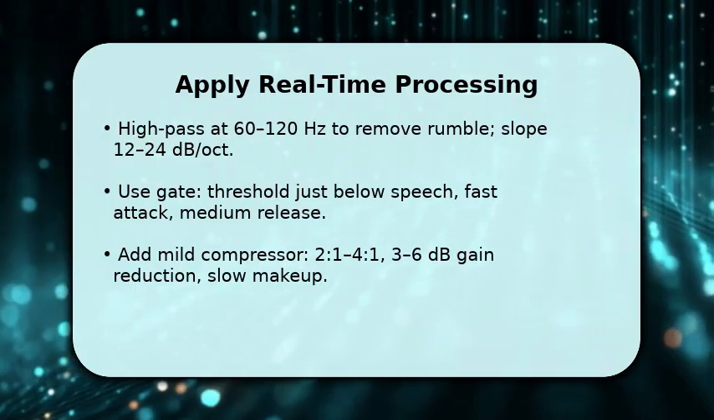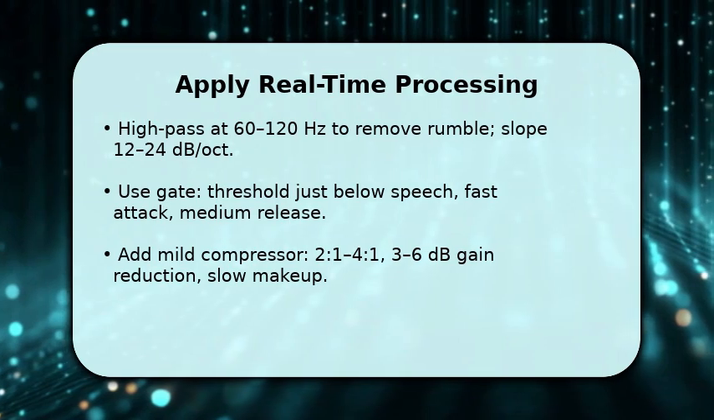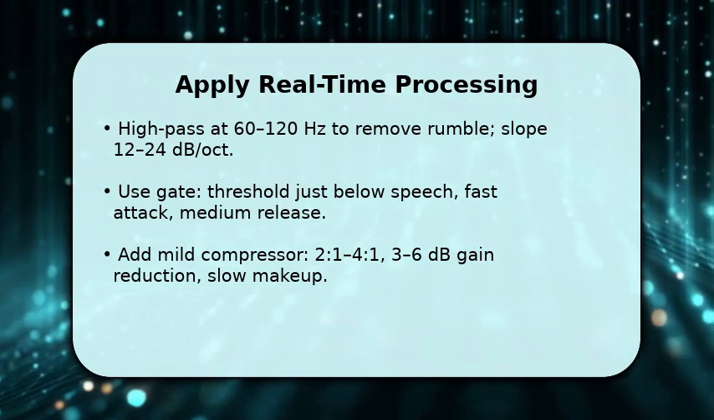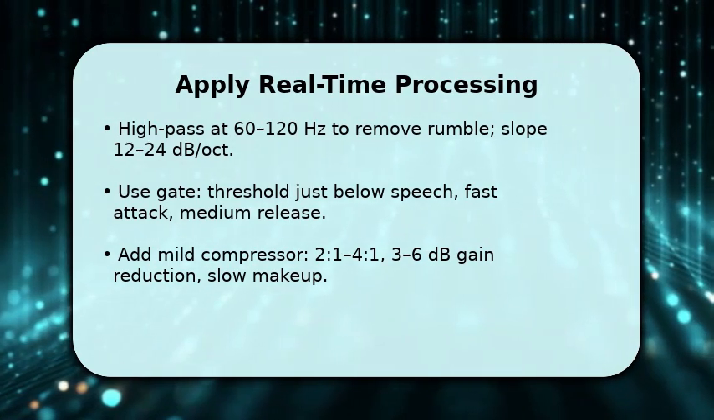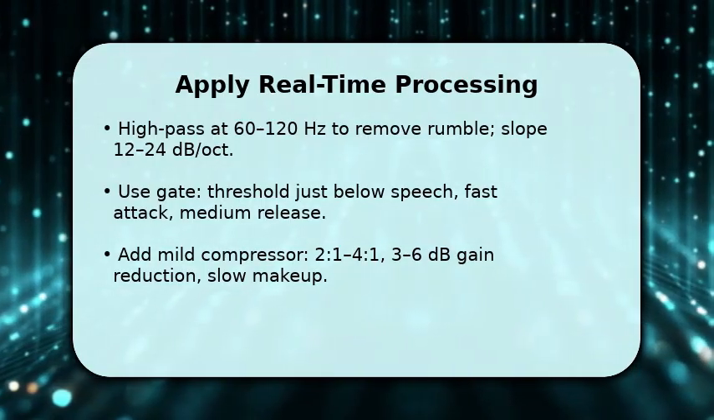Then apply gentle compression, 2 to 4 to 1 ratio with 3 to 6 dB of gain reduction, to level dynamics so noise reduction works more consistently. Finally, check in and adjust settings while speaking.